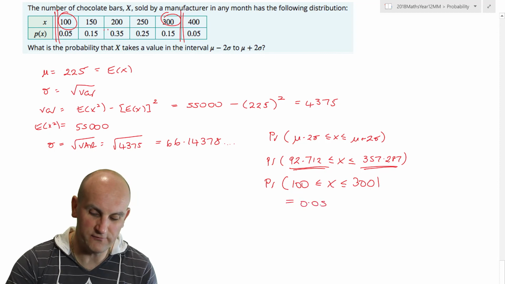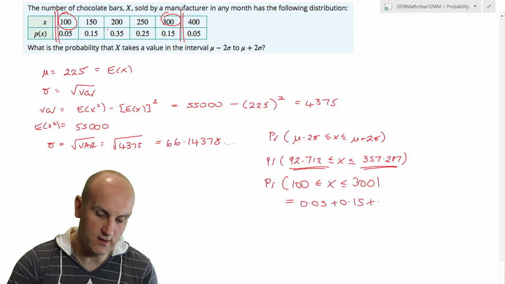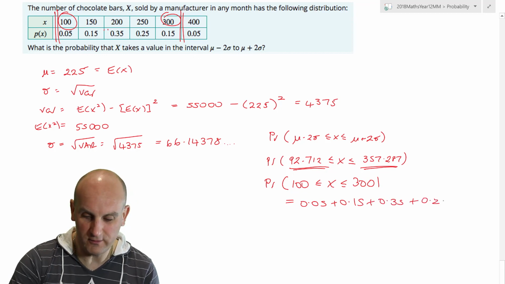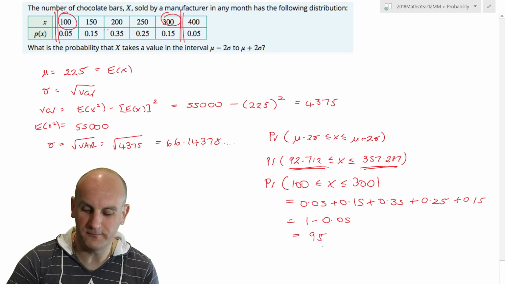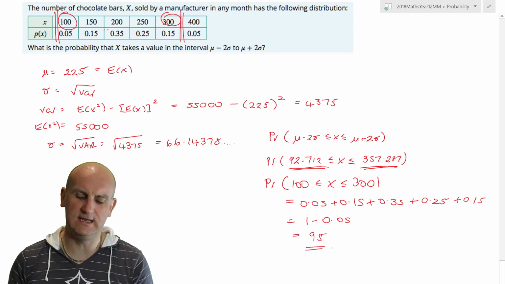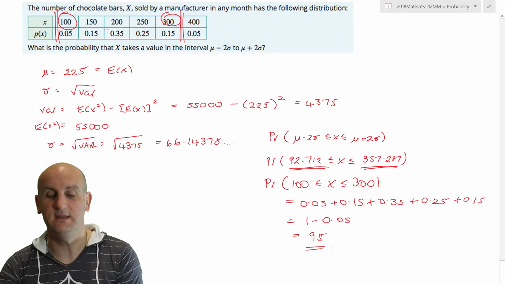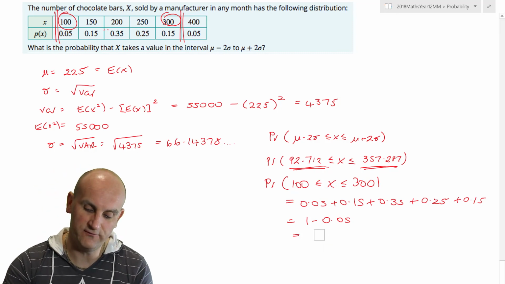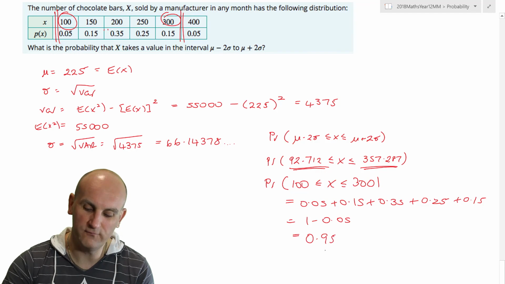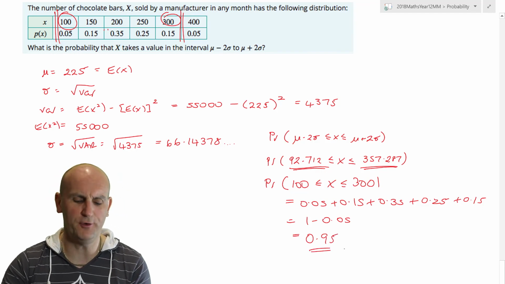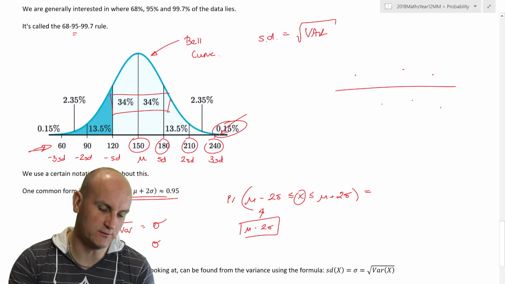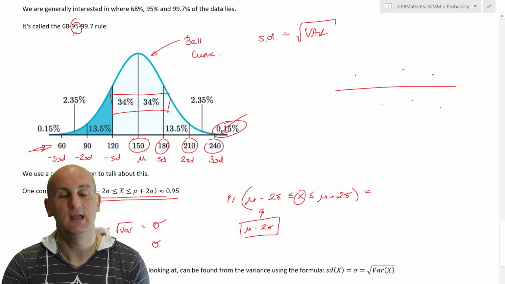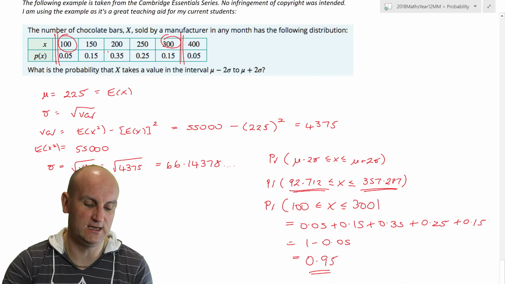And so I'm going to add together 0.05, 0.15, 0.35, 0.25, and 0.15. Or, easy, do 1 minus 0.05. And what do we notice? We notice that the probability works out to be roughly 95%. Oh, 0.95, which just so happens to be 95%. Hold on. Didn't we meet that earlier? Didn't we say that between two standard deviations of the mean was roughly 95%? It was. Wow, this math stuff is freaking awesome.